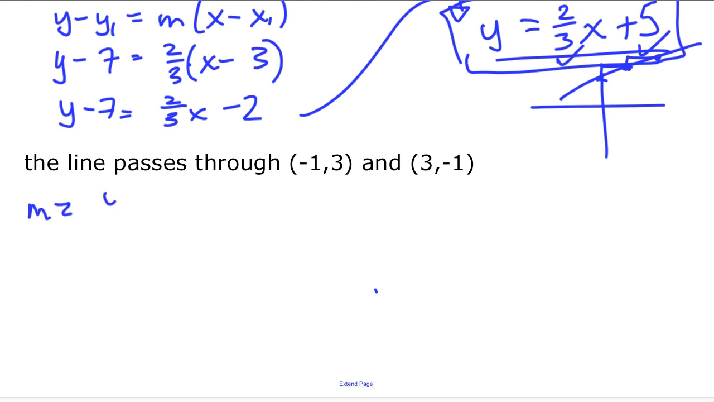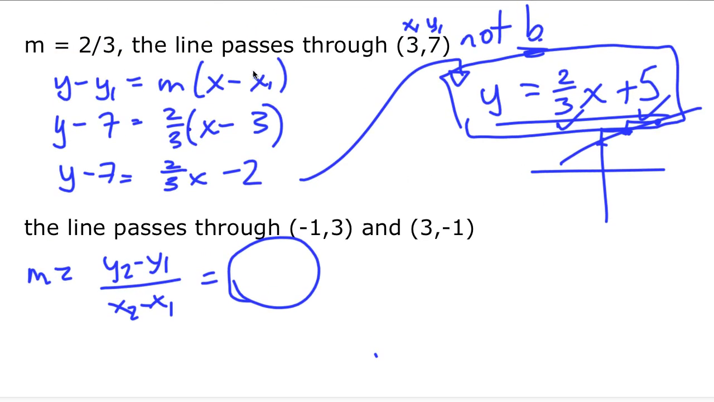Slope is y2 minus y1 over x2 minus x1. And as soon as you get the slope for a line that passes through these 2 points, then the question is exactly the same as the one above it. Because I have a slope and I have a point. In this case, I actually have 2 points.